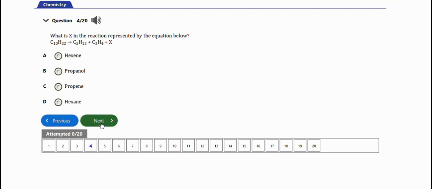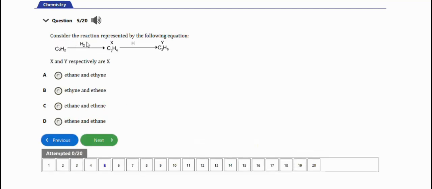The next question says consider the reaction represented by the following equation. X and Y respectively are, so this X is our ethene and this Y is our ethane. The right answer is option D. This is the formula for ethane. So that's it for this question.